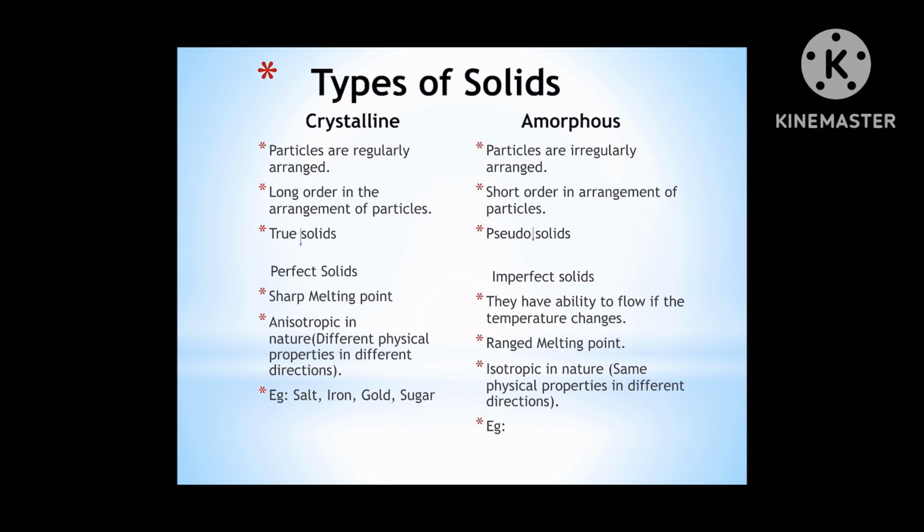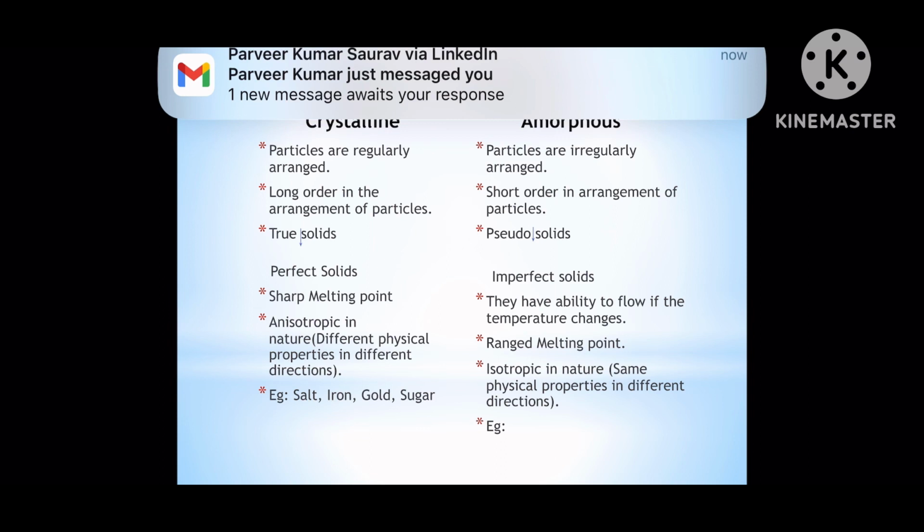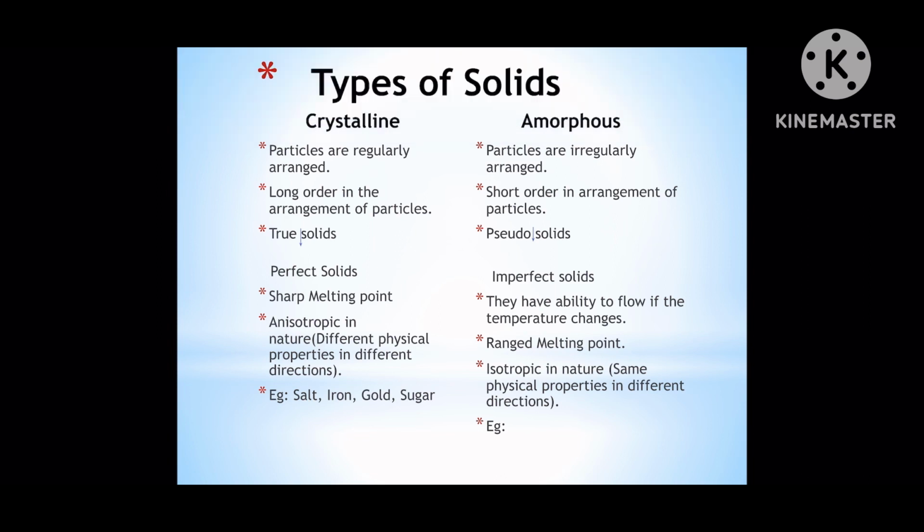Crystalline solids are termed as true solids, whereas amorphous solids are termed as pseudo solids, because they represent the false properties of the solid, whereas crystalline solids represent the true properties of the solid. The true solids are also termed as perfect solids, whereas pseudo solids are termed as imperfect solids. The pseudo solids are also termed as supercooled liquids.